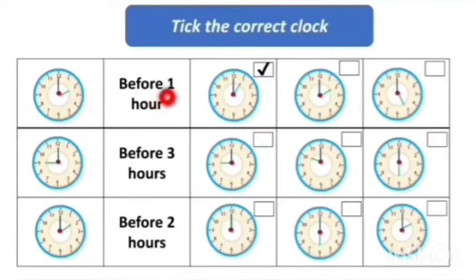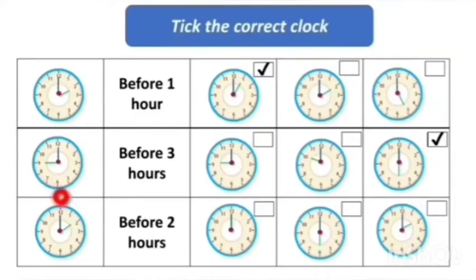Now let's go to the next clock. The hour hand is at 9 and the minute hand is at 12. And we have to find out before 3 hours what was the time. Right, 6 o'clock. See, from 9 o'clock you have to go backward. 8, 7 and 6. So before 3 hours the time was 6 o'clock.